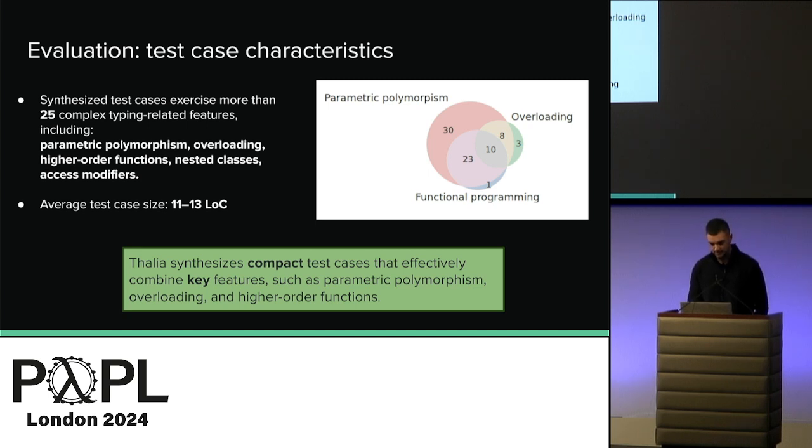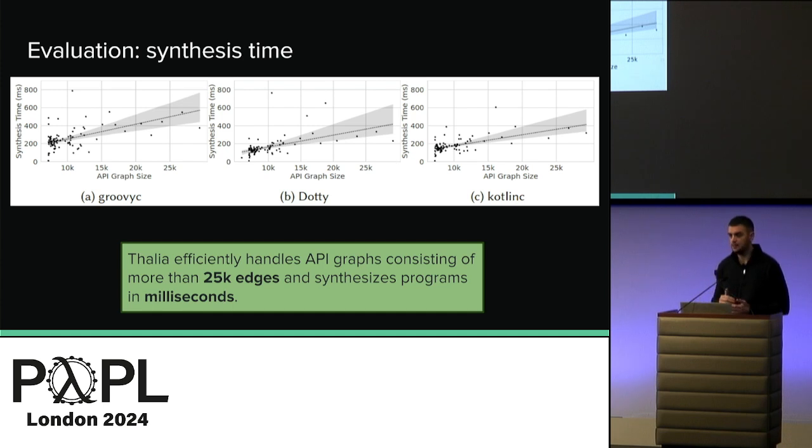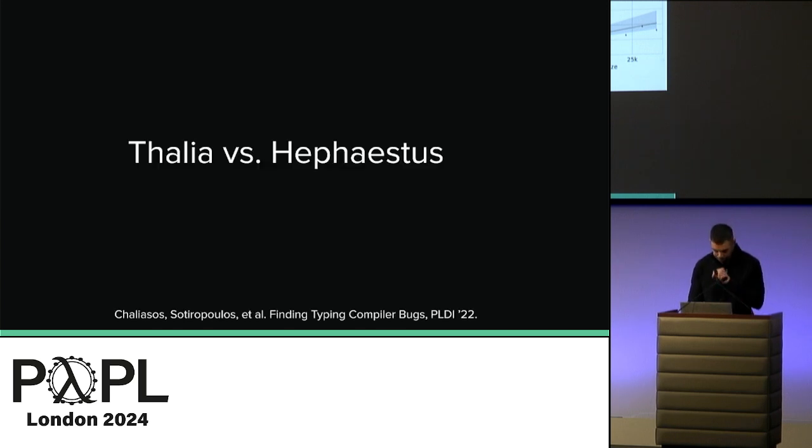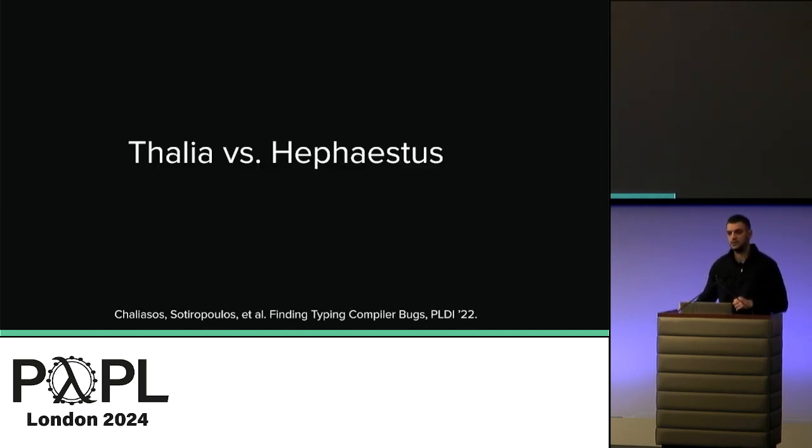Regarding synthesis time, we are able to handle large APIs with hundreds of classes, thousands of methods, and we are able to handle API graphs with more than 25K edges and synthesize programs in milliseconds. And we also compare Thalia with Hephaestus, which is a state-of-the-art framework for testing type checkers. Hephaestus follows an approach similar to that of CSmith. That is, it generates definitions, programs, and classes at random and from scratch.